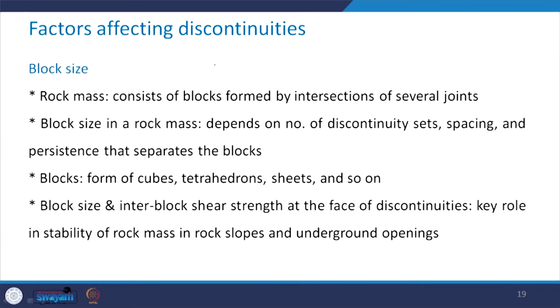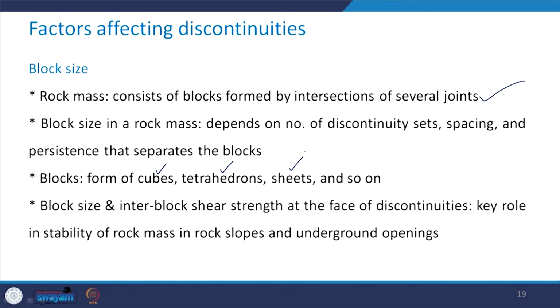Next factor, that is block size. Rock mass consists of blocks which are formed by the intersection of several joints. Block size in a rock mass depends on how many discontinuity sets there are, what their spacings are, and the persistence that separates these blocks. These blocks can be in the form of cubes, tetrahedrons, sheets, and there can be any number of shapes and sizes of these blocks.